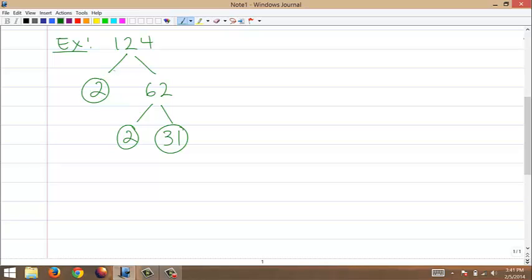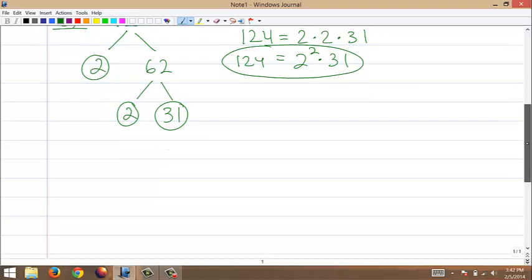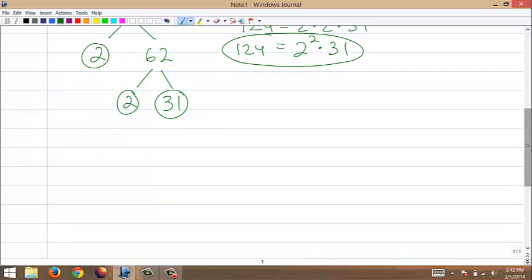So we've got to make 124. It's the same thing as saying 2 times 2 times 31. Or to write it with exponents, 2 squared times 31. And that's our prime factorization. That's our goal. So how would we actually use a prime factorization in a problem?